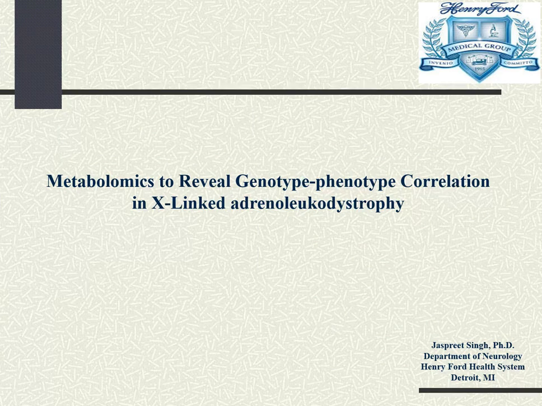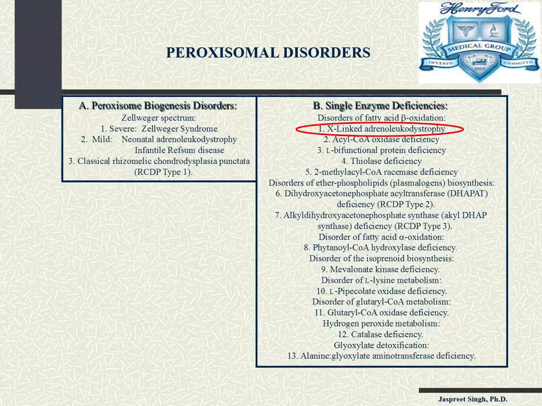The disease, X-linked adrenoleukodystrophy, is a rare orphan disease, and it's a peroxisomal disorder. So I'm giving a brief introduction into these peroxisomal disorders. Basically, they can be classified into two major groups: the peroxisomal biogenesis disorders and the single enzyme deficiencies.